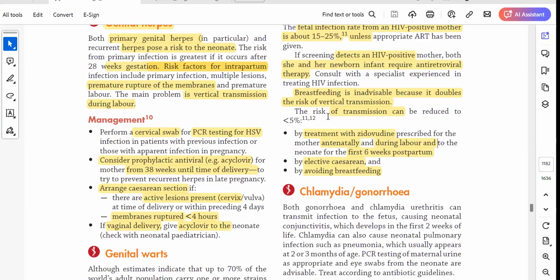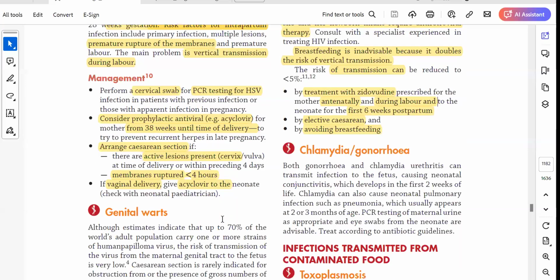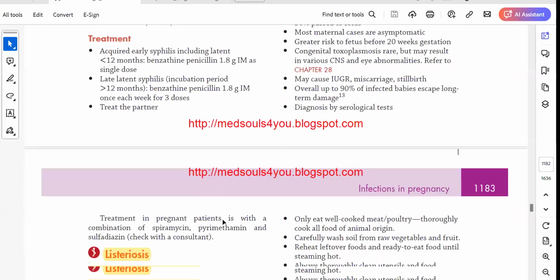This doesn't make sense. That's right, Dr. Sophia. So membrane rupture less than 4 hours. That's right. Usually, yes, it is. It should be actually 4 hours ago. I think they are just trying to say if membrane ruptured 4 hours before delivery or something like that. Not very important for this one. It's mainly for active lesion.